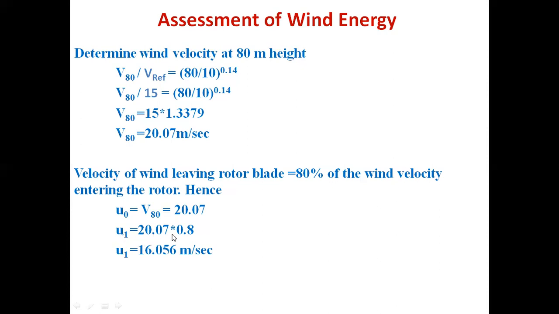So U1 is equal to U0 into 0.8, 80%. This U0 is equal to 20.07. When we multiply it with 0.8, because it is 80% only, the velocity of wind leaving the wind turbine comes to 16.056 meter per second. Okay, so I think there should be no doubt in this. Wind velocity at 80 meter height is 20.07 meter per second. This is the velocity of the wind which is entering the wind turbine. And when wind has worked on the wind turbine and leaves the rotor blade, its velocity is 80%, that is 16.056 meter per second.